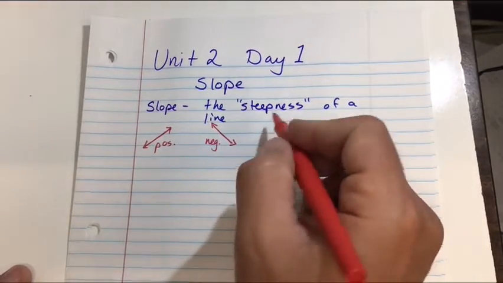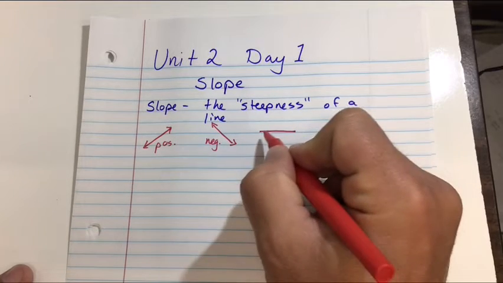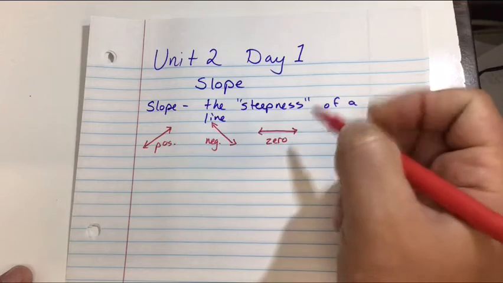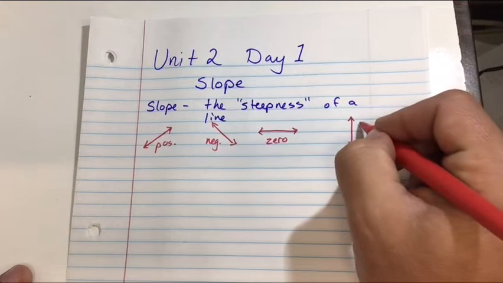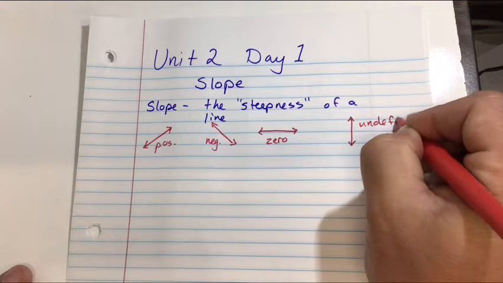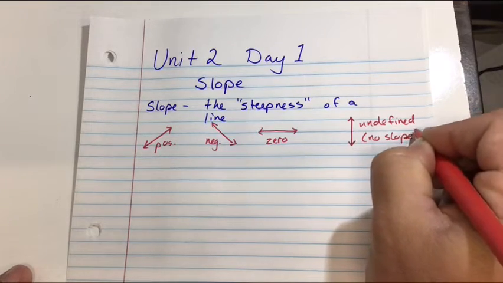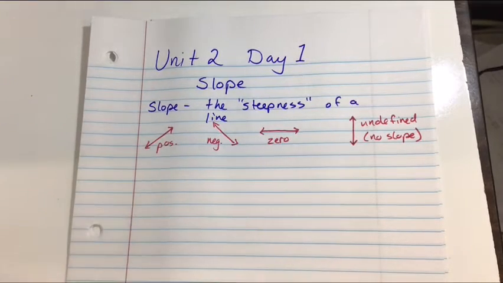And then these two special cases: if we have a horizontal line going just left to right, we say that has a slope of 0. But if you have a vertical line going straight up and down, we would say that that is an undefined slope, or we would say no slope. All right, so there are some ways that we can talk about slope. I want you to copy those down.